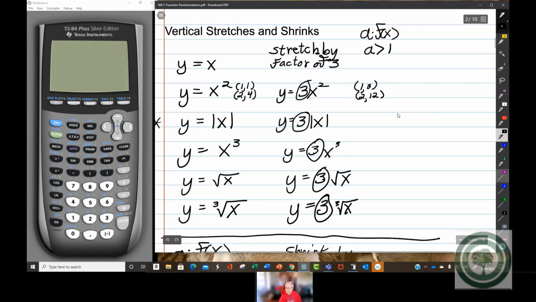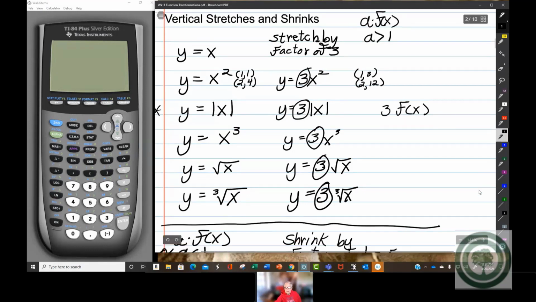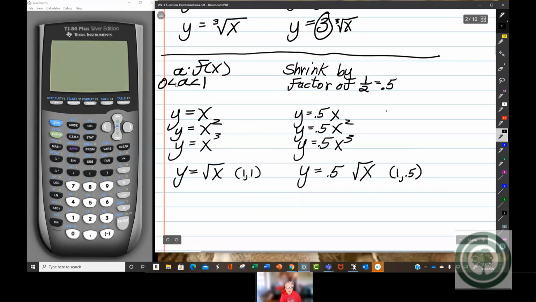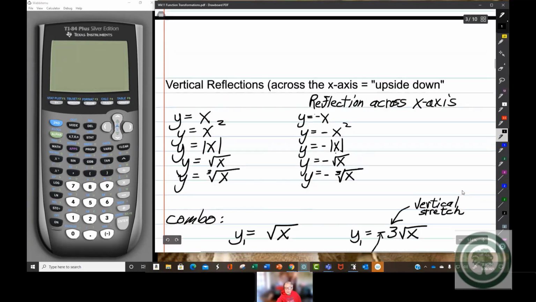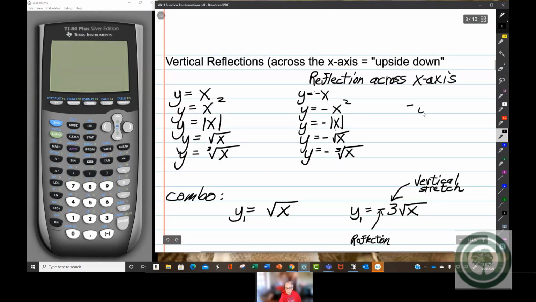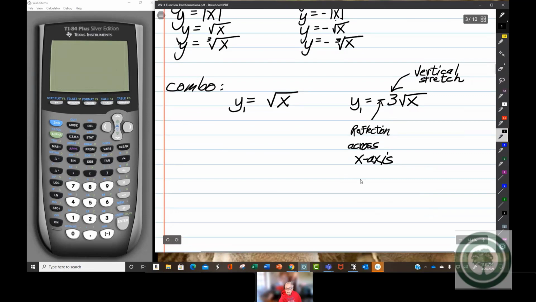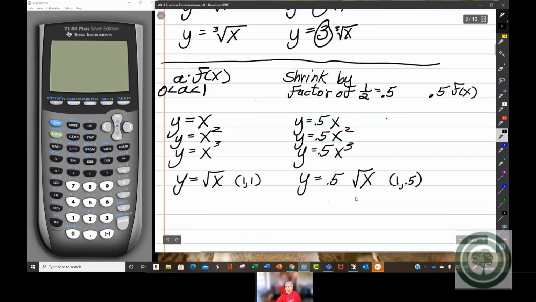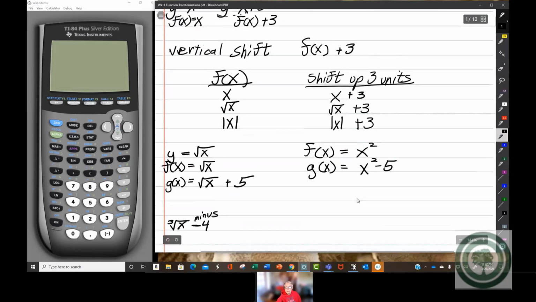So that you could just as easily say 3 times f of x, like we did here, or 0.5 times f of x, or negative f of x, or in this case, negative 3 times f of x. F of x stays completely intact.